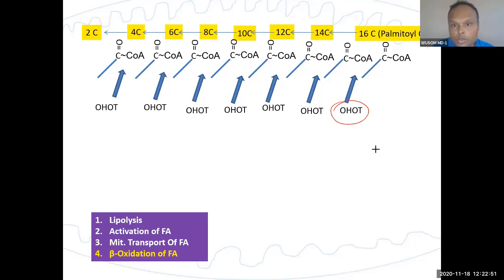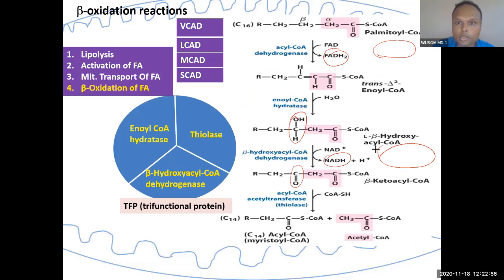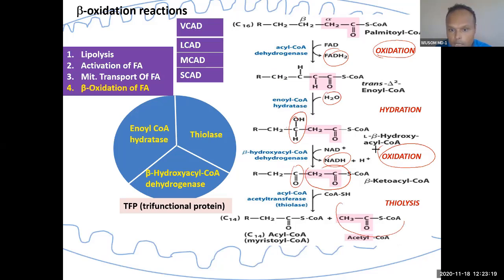I'm taking the example of this one bond here. So this bond will break like this, and this double bond will be added with water here. Hydration reaction, water. And O, that is oxidation, hydration, and then again oxidation, hydration. O, HOAT reaction. So after oxidation there will be thiolysis. This 2 carbon will be broken and acetyl coenzyme A will be released.